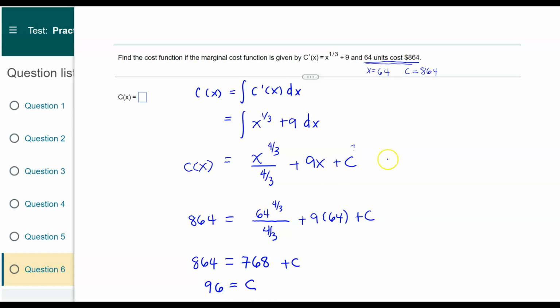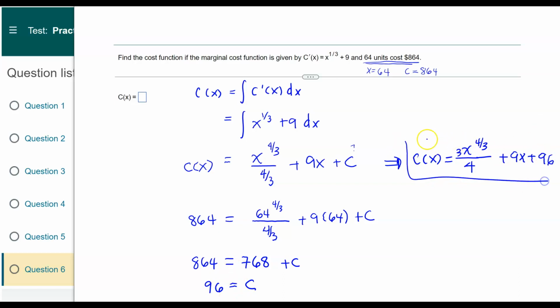In other words, we will write our final answer as x to the 4/3. Now you can write the denominator here as 3 over 4, because it's divided by 4/3, plus 9x plus the constant, which is 96. And this is the exact answer.